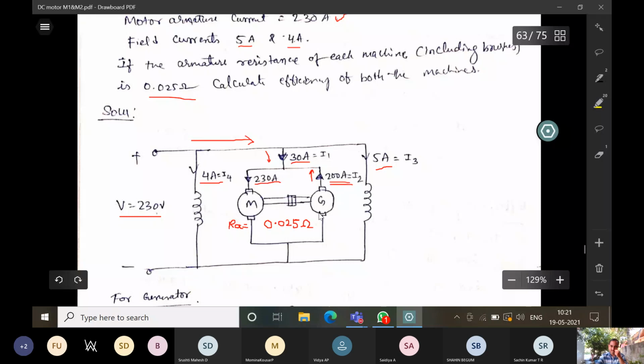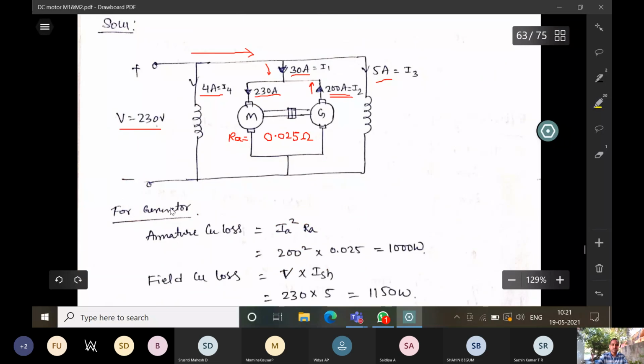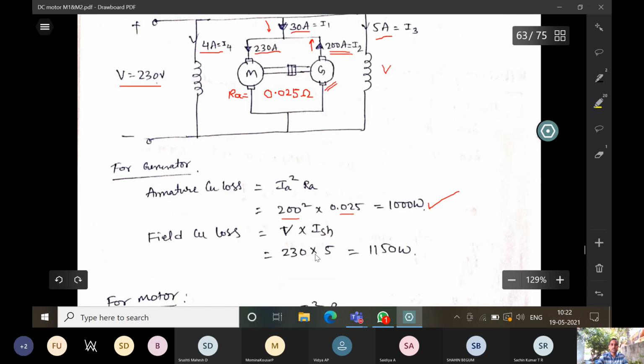Now calculate the armature copper loss for the generator side. Armature copper loss is I squared RA, so 200 squared into 0.025 ohm, that is RA. You will get 1000 watt. Similarly, field copper loss: 5 ampere is flowing here, multiplied by voltage across this, that is 230 volt. 230 into ISH is 1150 watt.